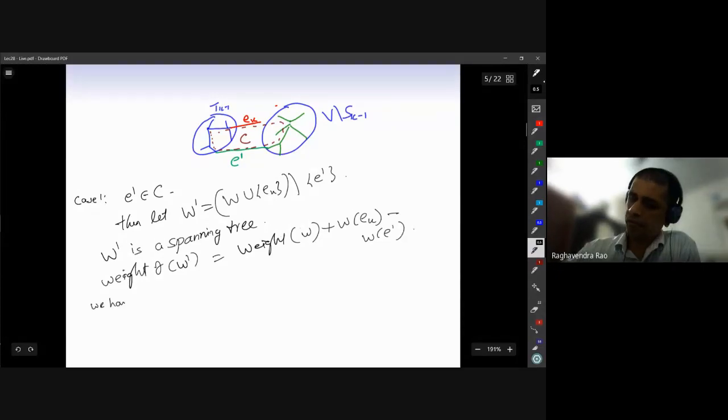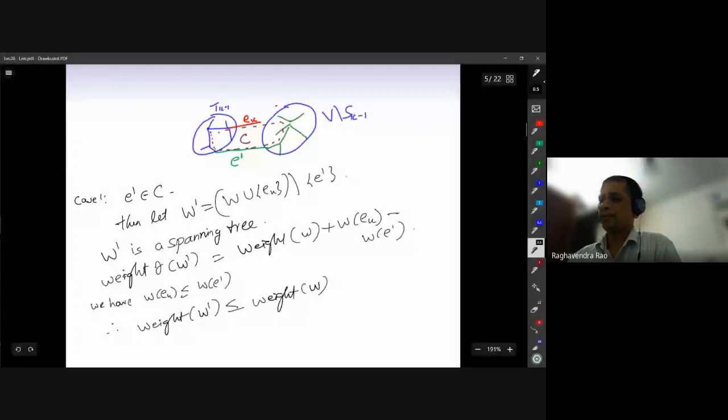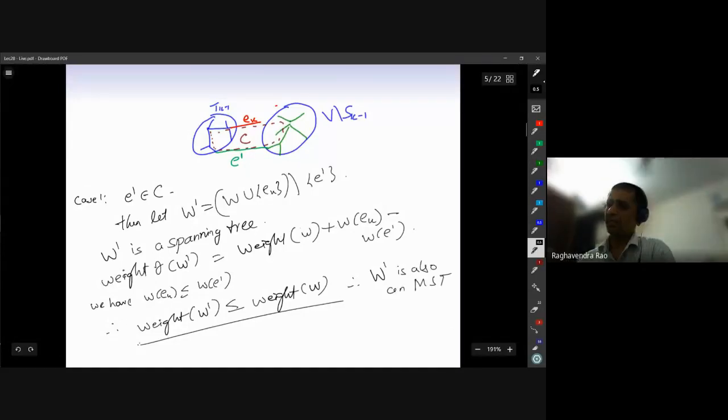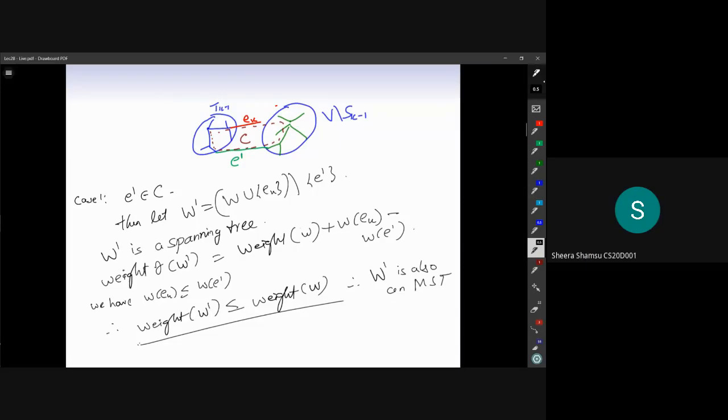Okay, but we have weight of Ek less than or equal to weight of E prime. Therefore, weight of W prime is less than or equal to weight of W. Okay, so therefore W prime is also an MST, by the assumption that W was an MST. But what is the usefulness of W prime? Why did we need it? It is of having less weight compared to W.